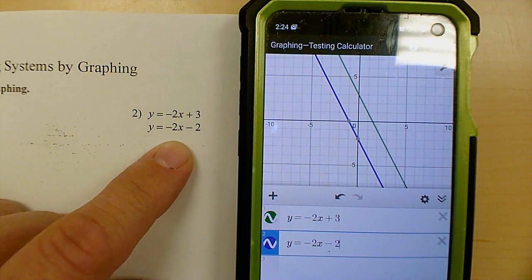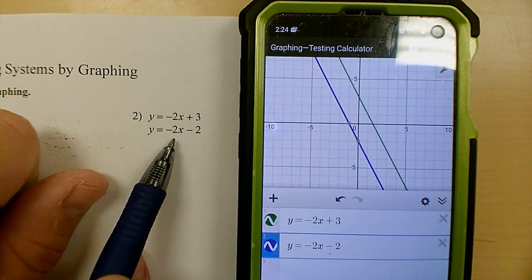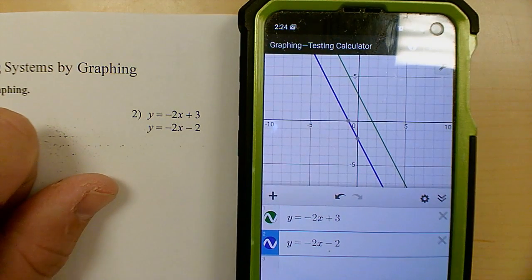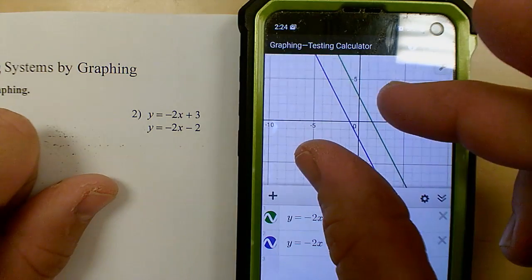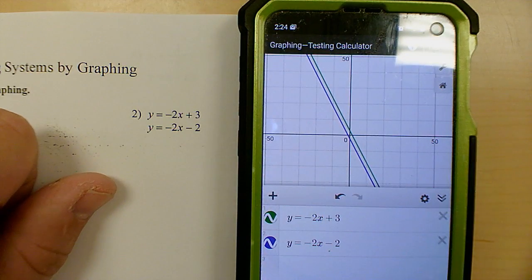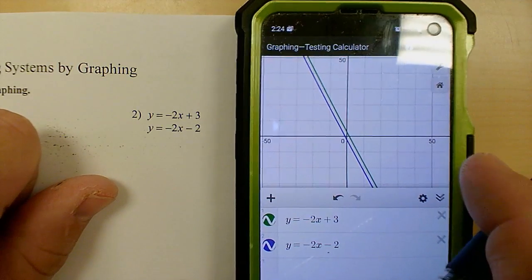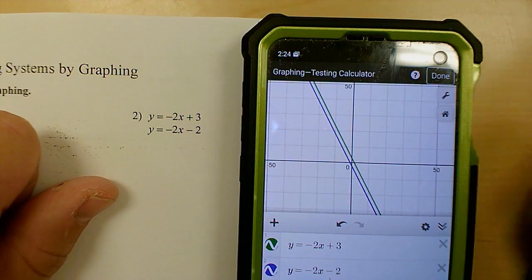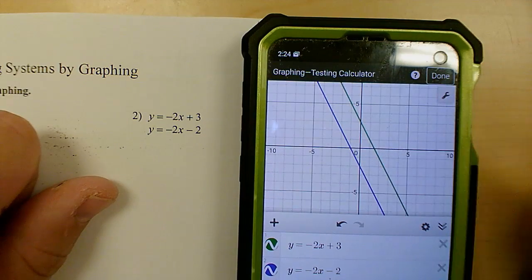In fact, because I know about slopes, since they have the same slope and different y-intercepts, they are in fact parallel. Now if you're a little unsure, you could always just zoom out a good bit and see that they are not going to evidently ever intersect. If ever you need to undo what you've done with your zooming though, remember you've got this house key here to tap that to go back to the home screen.